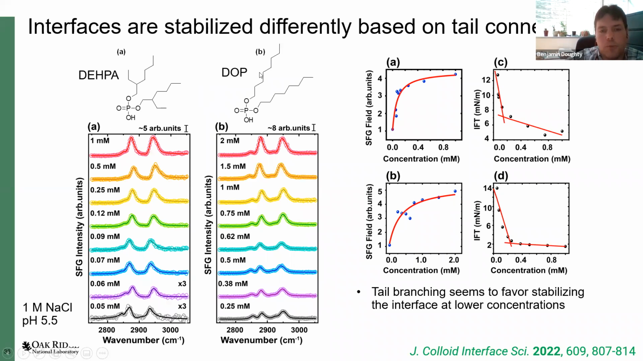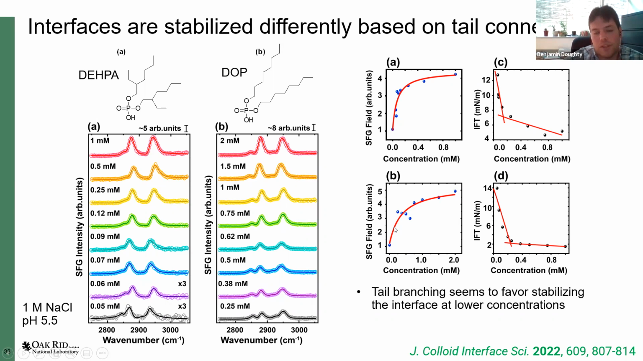This is all good, but we thought we want to compare it then to a molecule that has the same number of carbons. We call this DOP, but it's linear. So it's got a linear chain instead of being branched, right? So this should have resulted in different interfacial structures. And what we find is that we can still get kind of an isotherm, but we really can't get any points below 0.25 millimolar.